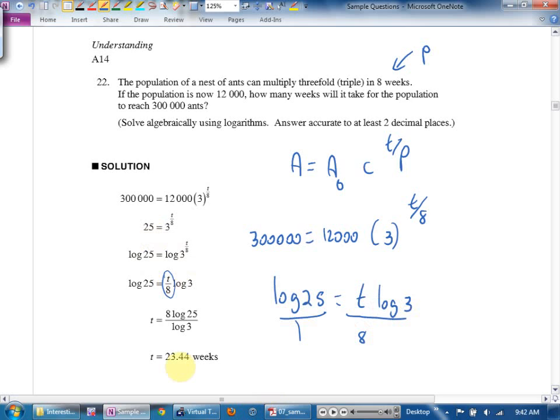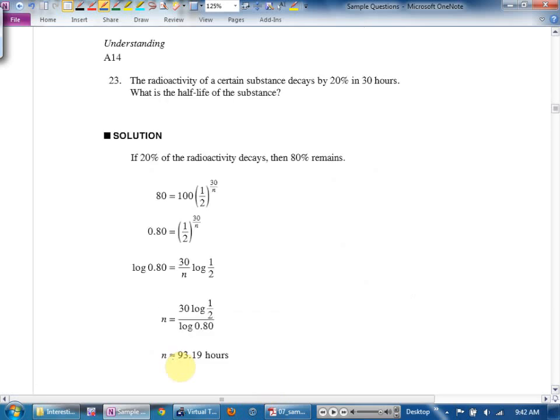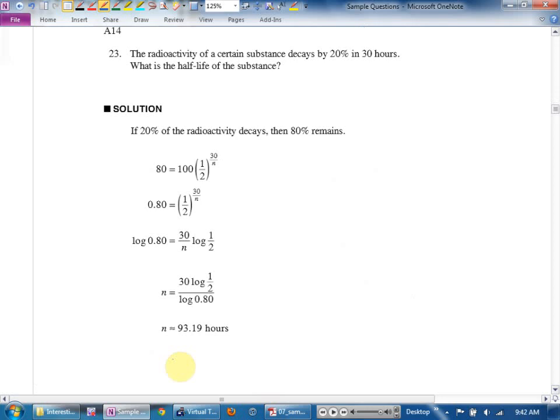Or they love to ask you a half-life question or ask you to find the period. So it's the same equation. But if they ask for the half-life, that's the growth period. Or they'll say, what is the growth period, or the doubling period, or the tripling period? That's also your clue. They want you to find the period.